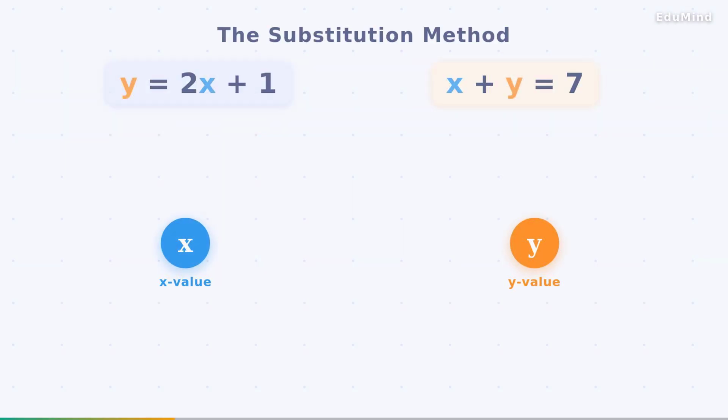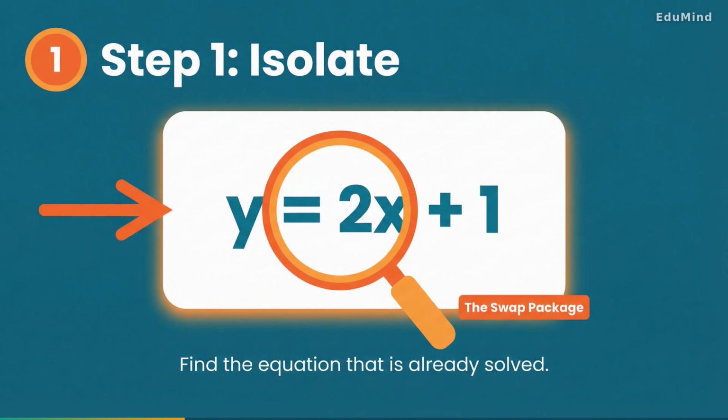Let's do it together. Step 1. Isolate. First, we look for the easiest variable to swap. Equation 1 is already ready. Y equals 2x plus 1. We don't need to change anything. This is our swap package.